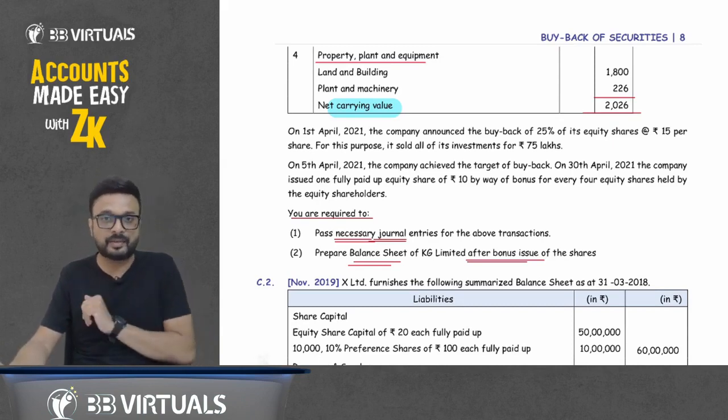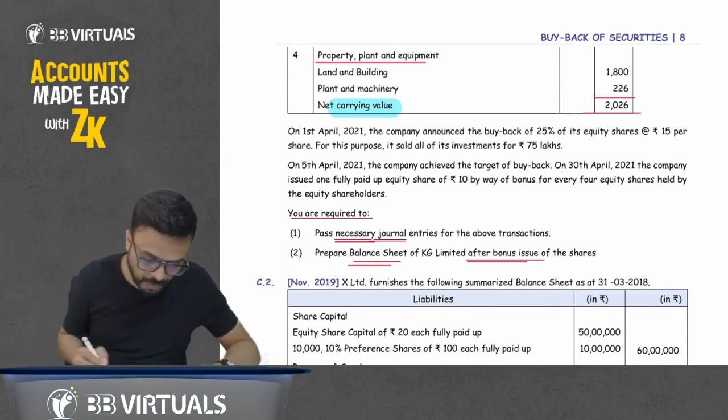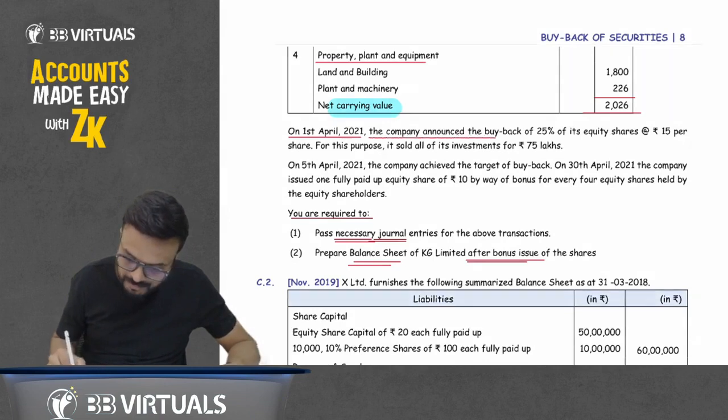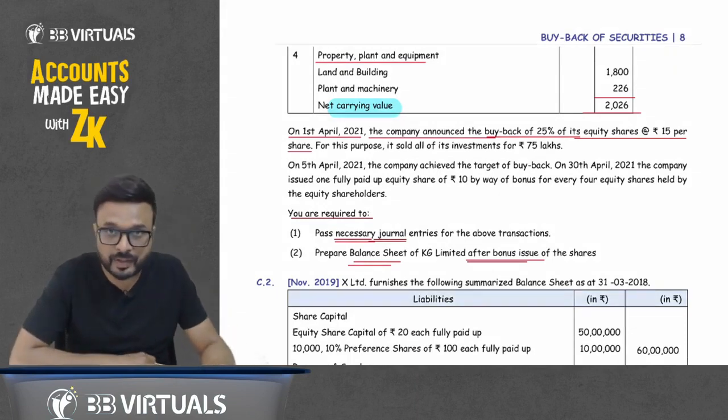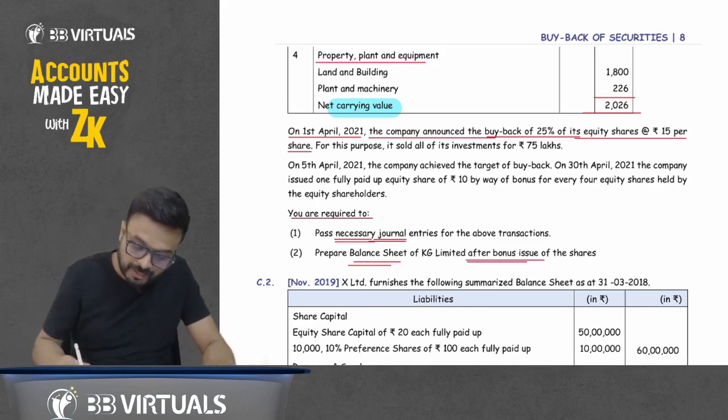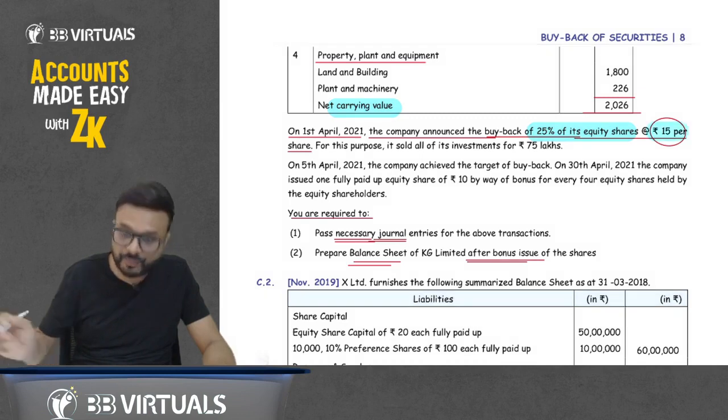Now the adjustment is given here. On 1st of April 2021, the company announced the buyback of 25% of its equity shares at rupees 15 per share. So the company is not doing 100%, just 25% of its equity shares, they are doing the buyback. At what price are they doing the buyback? They are doing the buyback at rupees 15 per share.